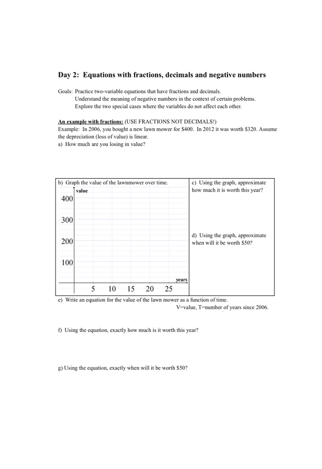Assume the depreciation, or the loss of value, is linear, so a steady decline. How much money are you losing? So it looks like in this case, the value of the mower went down by $80 over a period of 6 years.